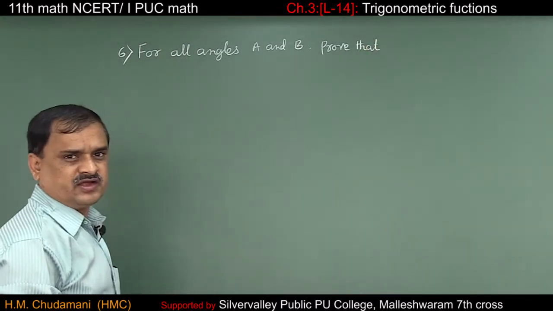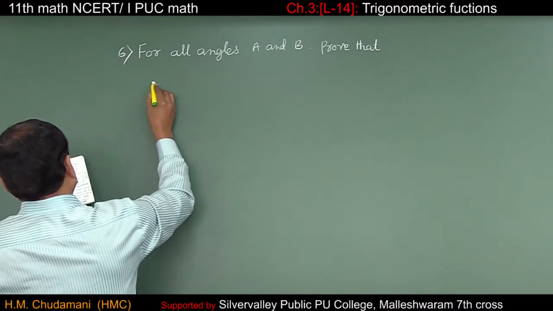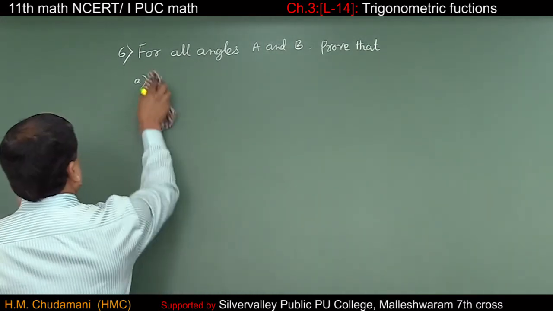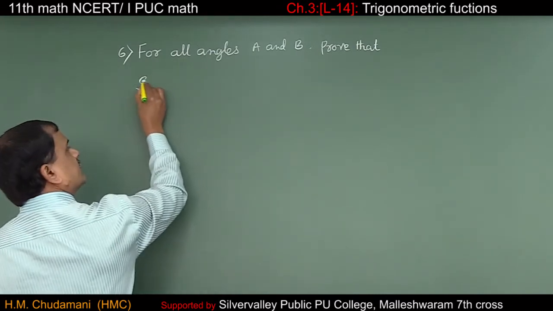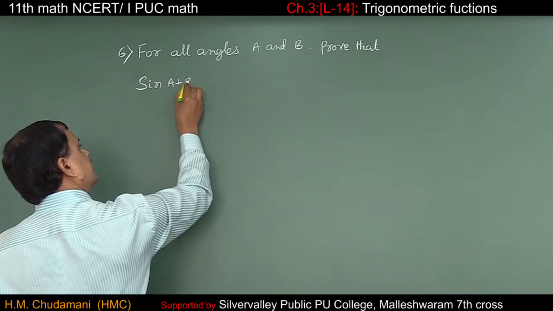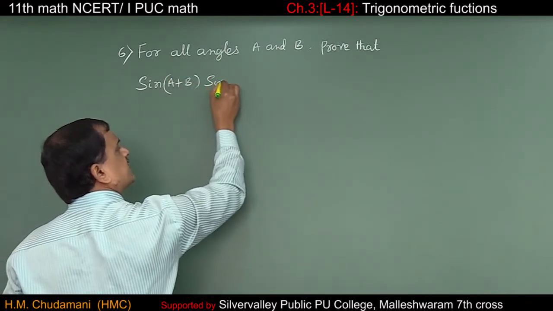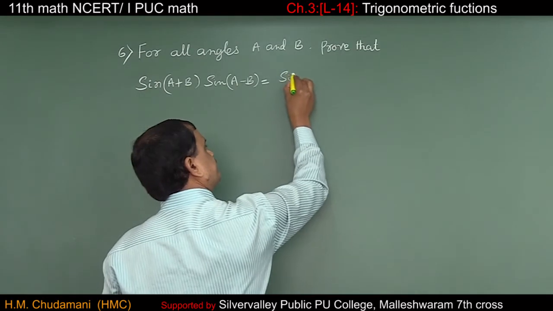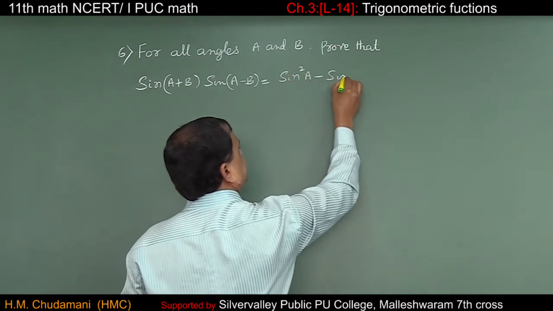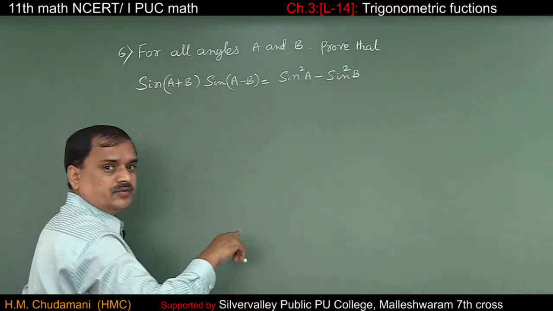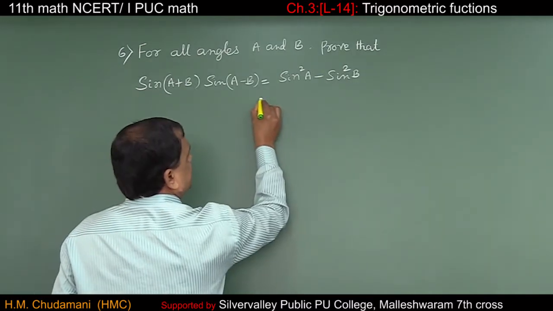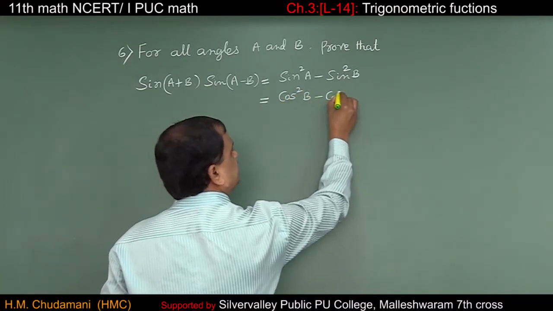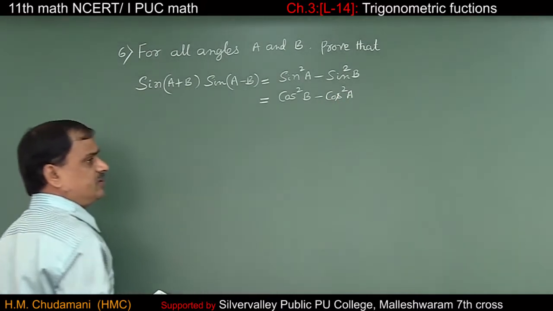For all angles A and B, prove that sin of A plus B into sin of A minus B is equal to sin square A minus sin square B. Sin of A plus B into sin of A minus B equals sin square A minus sin square B. This is also same as cos square B minus cos square A.